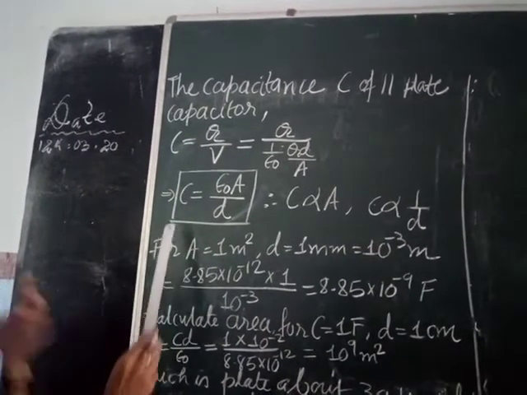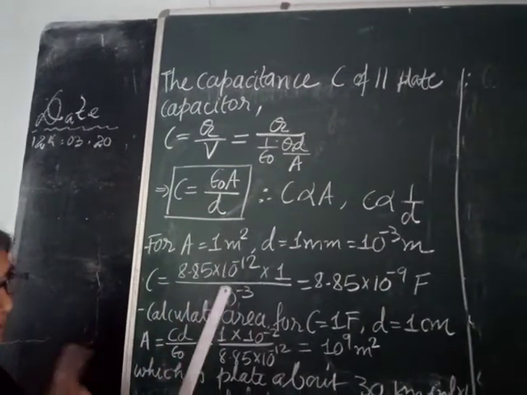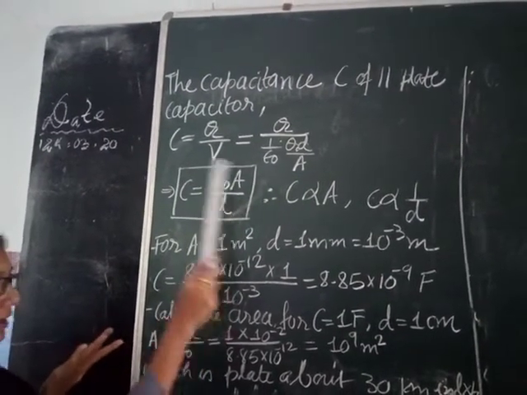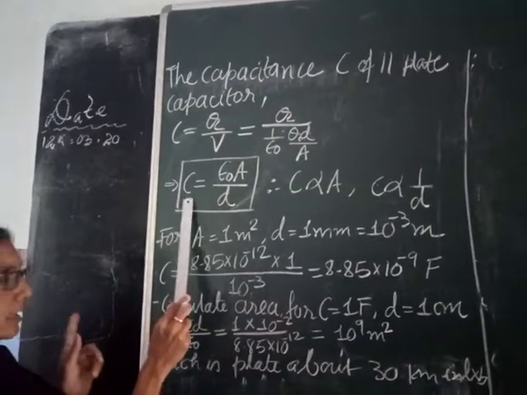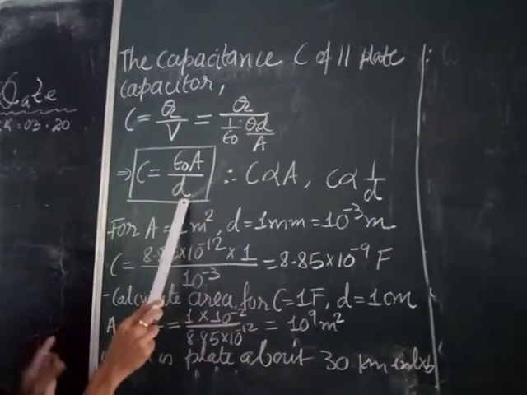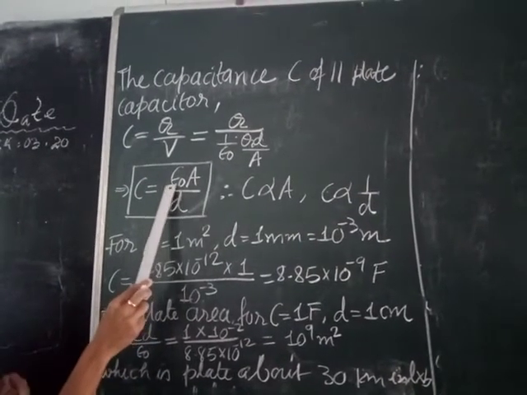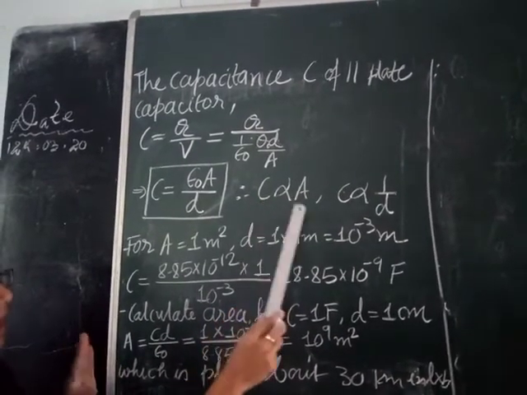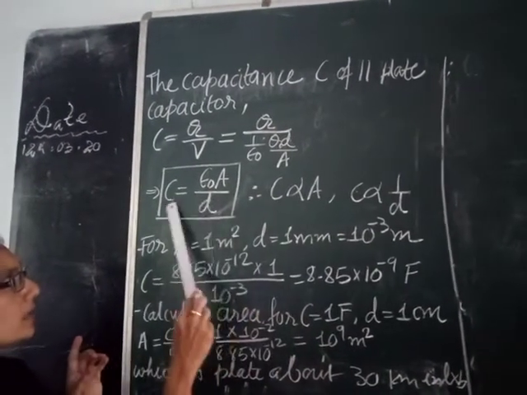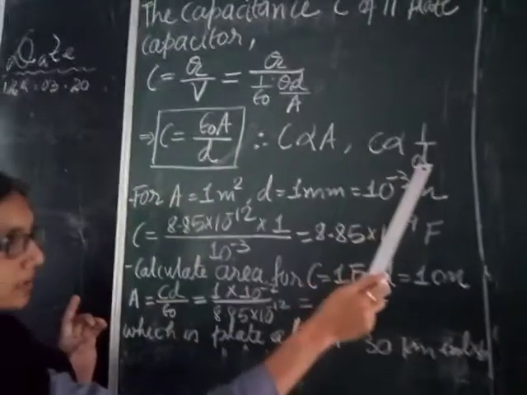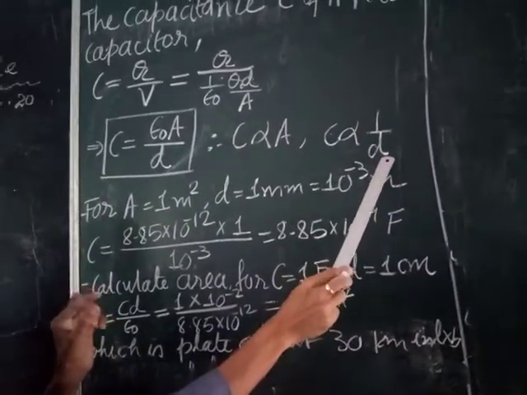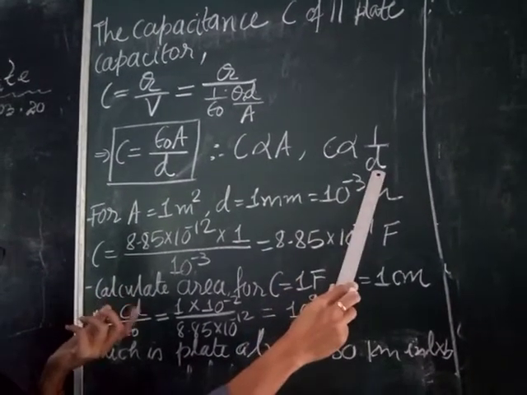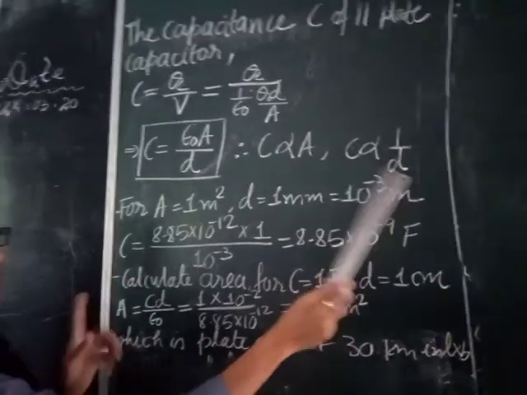As I said before, capacitance depends on the geometrical configuration, that is the area, the distance between them and the size. We can see from this formula also that C depends on the area of the plate and the distance between the plates. Epsilon naught is a constant, so C is proportional to A. Area increases, capacitance will increase; area decreases, capacitance will decrease. And C is proportional to 1 by distance. If D increases, C will decrease, and if D decreases, C will increase, opposite, because inversely proportional.